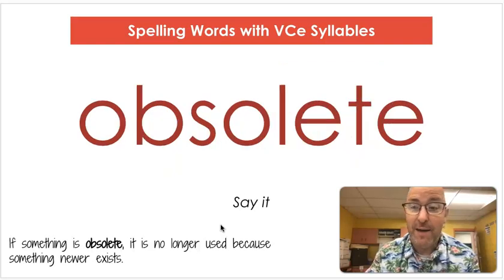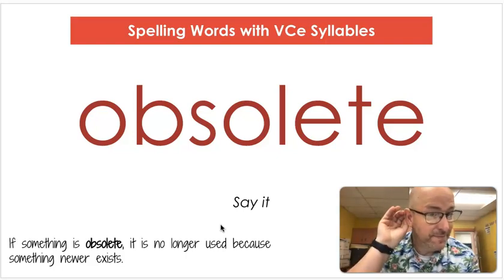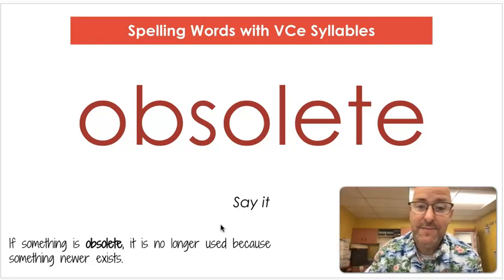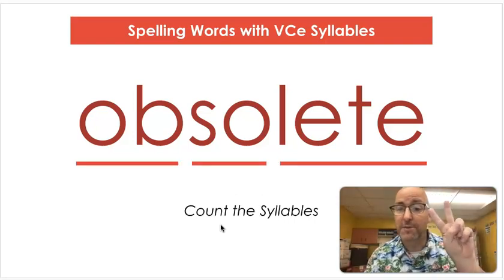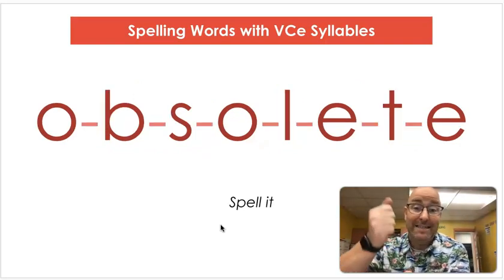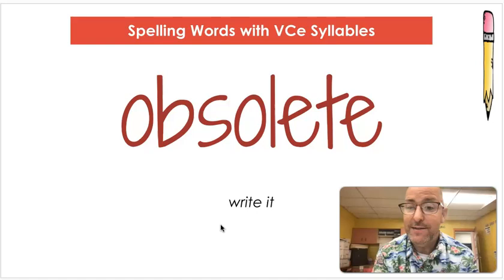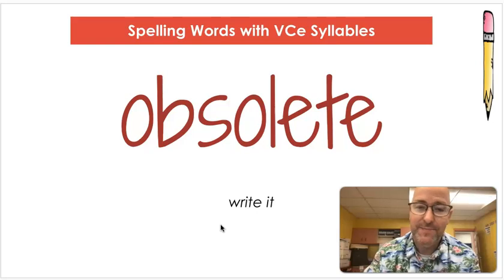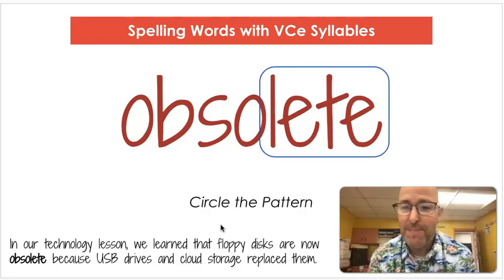The next word is obsolete. Say obsolete. If something is obsolete, it is no longer used because something newer exists. Let's count the syllables. Obsolete. Let's spell it. O-B-S-O-L-E-T-E. Obsolete. Let's write it. O-B-S-O-L-E-T-E. And let's circle that pattern. L-E-T-E. In our technology lesson, we learned that floppy disks are now obsolete because USB drives and cloud storage replaced them.